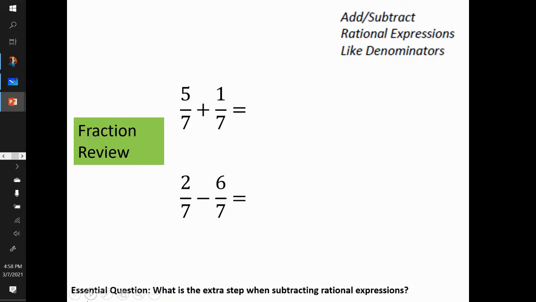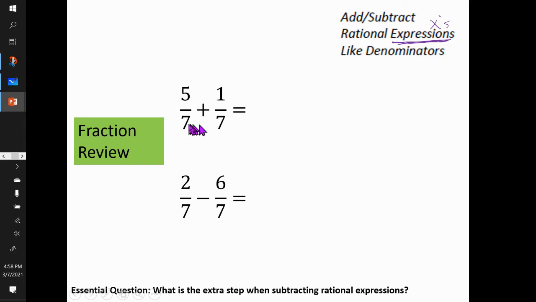Before we begin, I want to do a real quick review of how we add fractions when they're just plain numbers, and then we'll kick it up a notch. If you didn't know, expressions means it has variables, x's, and whatever other kind of variable you want to use. First thing, hopefully you notice they have a common denominator. They both have a bottom of 7.